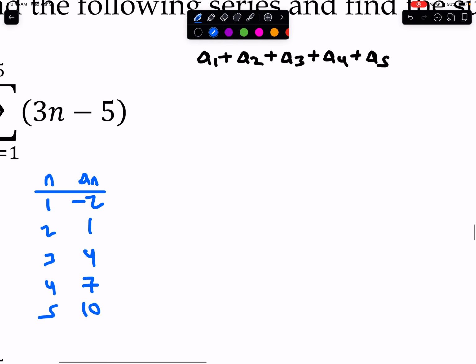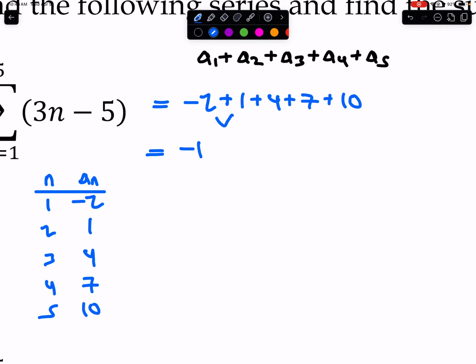So I want to add all these values together, which means I'm going to do negative 2 plus 1 plus 4 plus 7 plus 10, and this is the sum that I want to evaluate. I like to do this one at a time just to make sure I don't make any dumb mistakes. So this is just going to be negative 1 plus 11, which is 10, plus 10, which means our sum here is going to be 20.